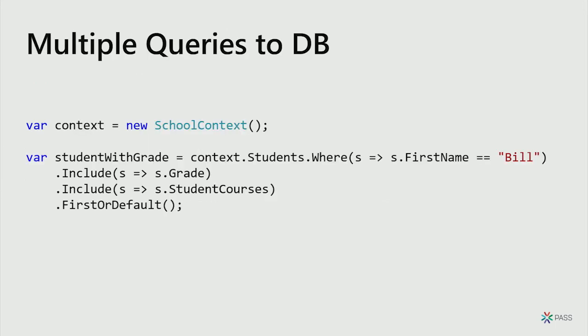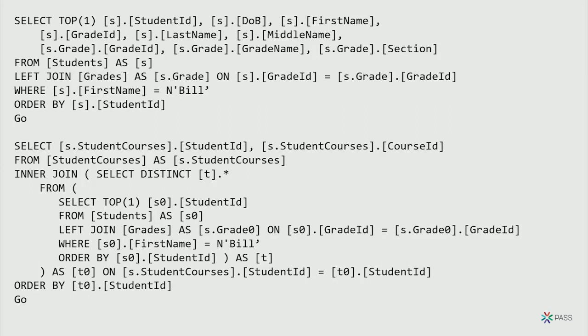The last one is we can do double includes. So I can say, give me students, and again, I'm going to give a first name of Bill, and I want not only the grades, but the courses that the student took. What gets sent across the wire now is actually two SQL statements that get called at the same time. It doesn't break it up into two calls. This is just one call to the database with two select statements.